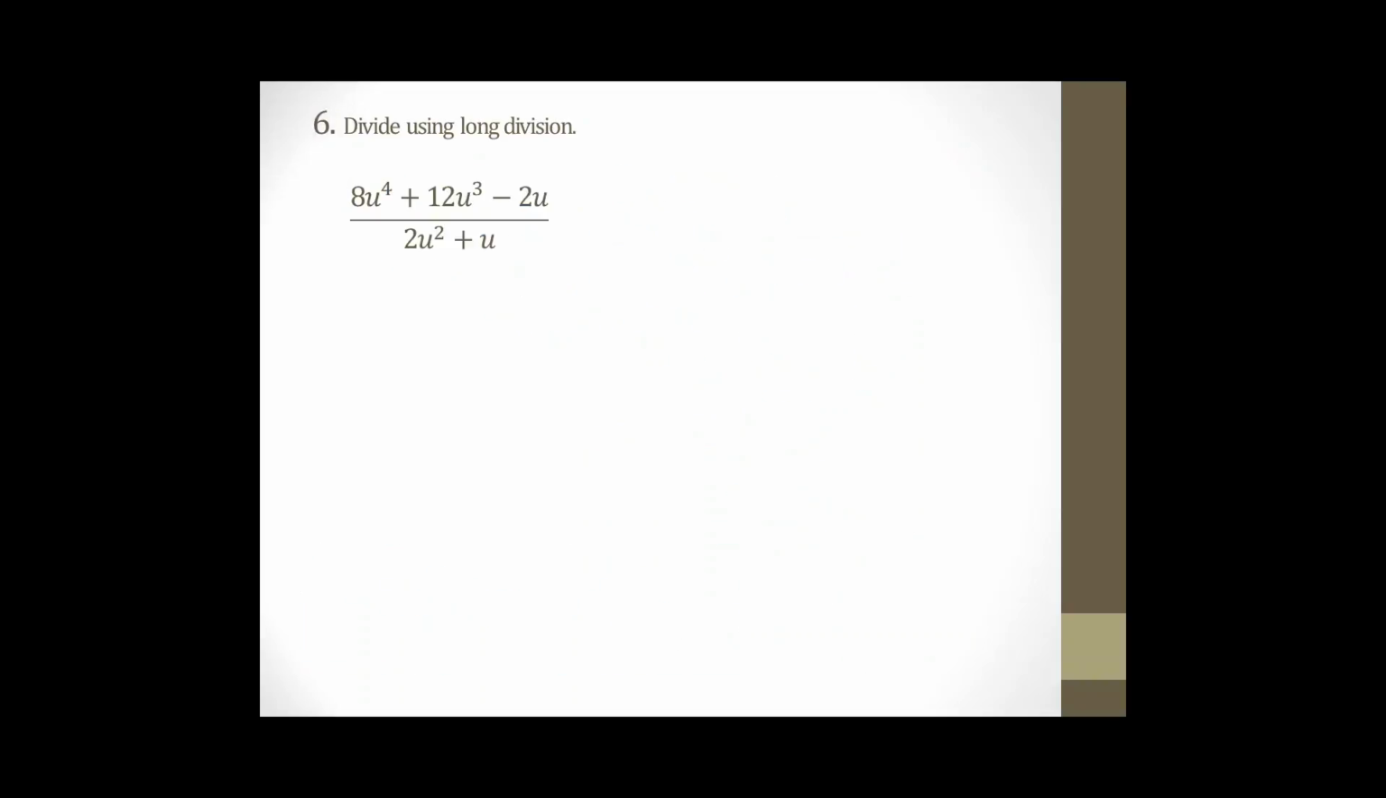So let's keep going. Number 6, divide using long division. So we're going to just pick up where we left off. The dividend is 8u to the 4th plus 12u cubed minus 2u, and the divisor is 2u squared plus u.